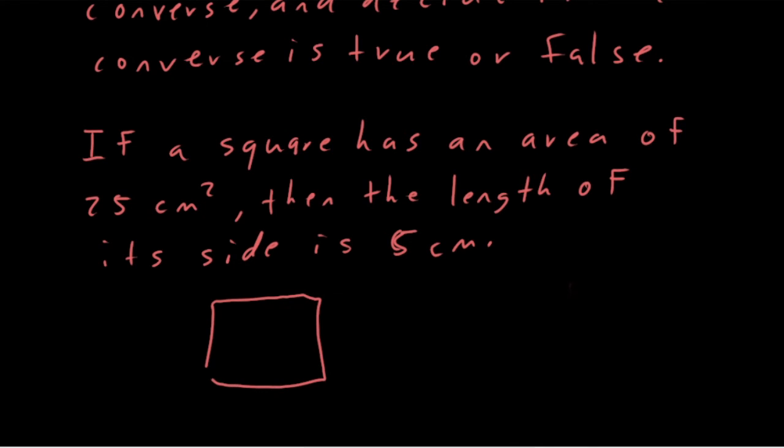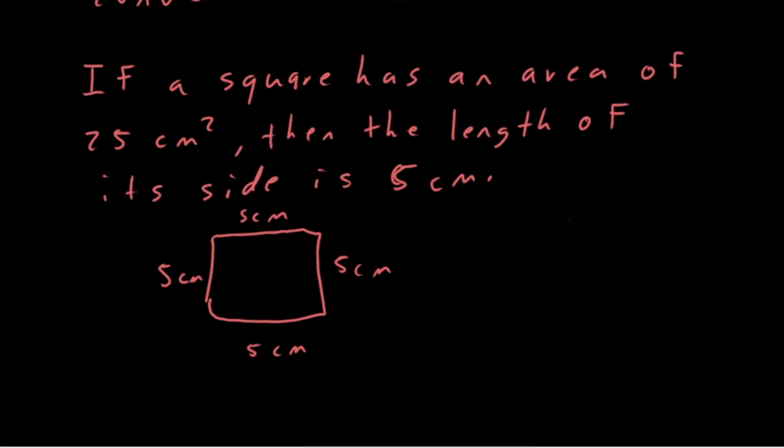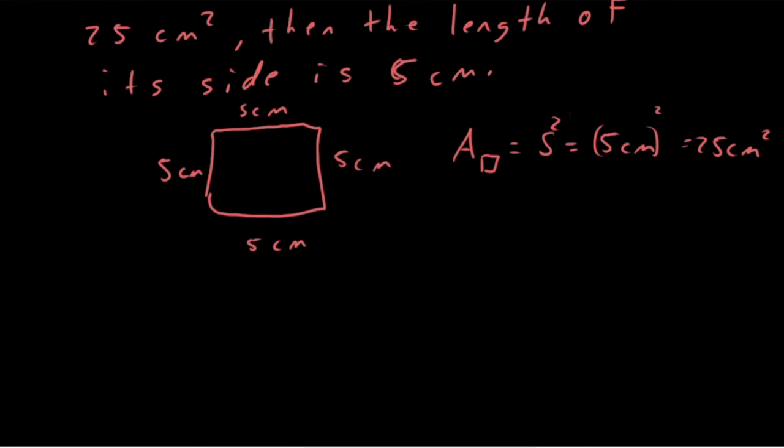So let me try to make it as much of a square as possible. So we have the sides of the length of the square is 5 centimeters, 5 centimeters, 5 centimeters, 5 centimeters. Okay, so if we can remember, the area of a square is equal to side squared, right? So side squared, which is 5 centimeters squared, which is equal to 25 centimeters squared. So we know that if a square has an area of 25 centimeters, then the length of its side must be 5 centimeters. So this statement is true the way it is now.